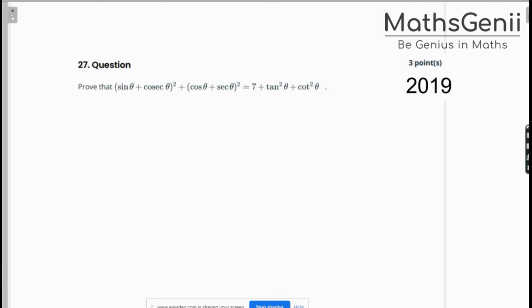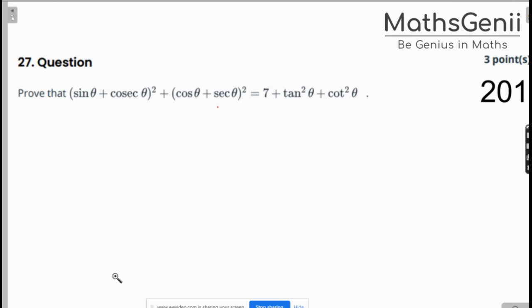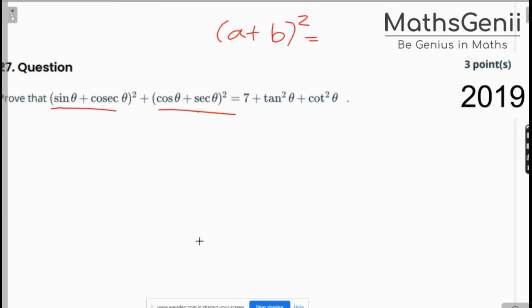Moving on to the next question, again from trigonometry. Very simple question again, provided you know the formula. So the whole square, I see. The whole square is a formula that I learned in the early days of my childhood.